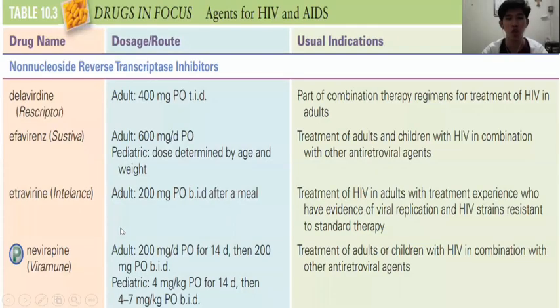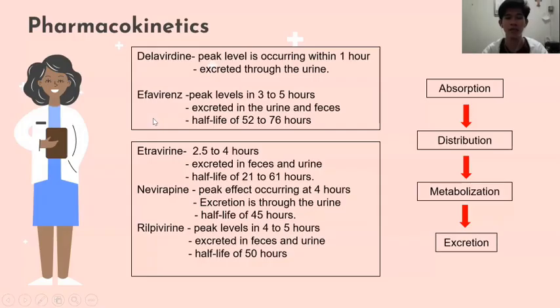Under this classification or mechanism of action, we have these different drugs, namely delavirdine, efavirenz, and so on. And the dosage or route and usual indications. Under this classification, the route is by mouth. All of them are by mouth. And just read it, guys, to save time.